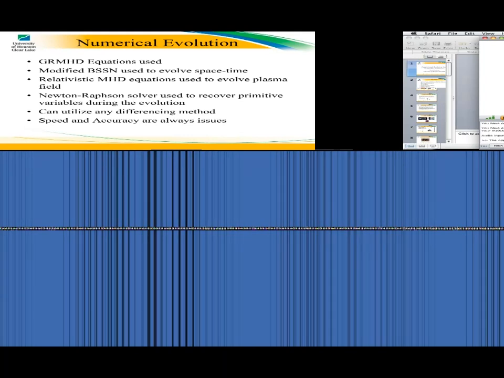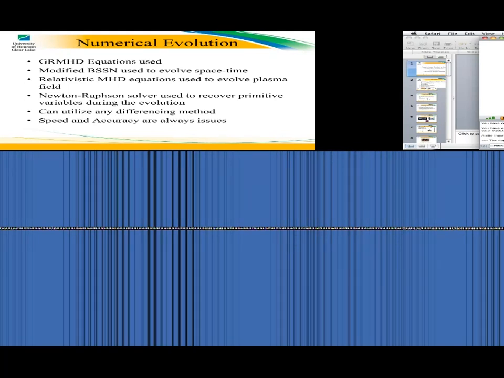So the way the numerical evolution works, we have our GMHD equation. We use a modified version of the BSSN, which is strongly hyperbolic. We use the relativistic MHD equations to calculate the plasma. We have a Newton-Raphson solver which recovers the primitive variables like energy, specific energy, and pore velocity. And then we use that to evolve the system.